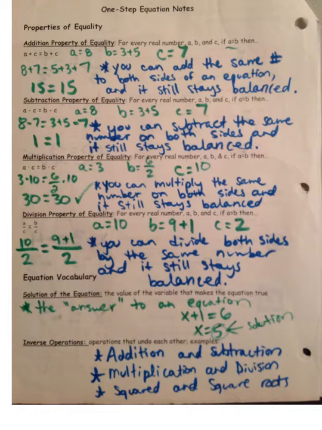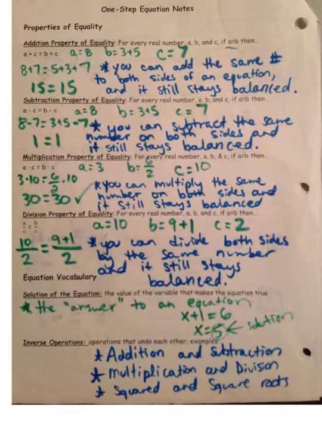All right, and the last property of equality we're going to visit today is the division property of equality. I picked some new values for a and b here, but again, a has to be equal to b. So for a, I put 10. For b, I put 9 plus 1. For c, I picked 2. The division property of equality says that for every real number a, b, and c, if a equals b, then a can be divided by c and b can be divided by c, and it will still stay equal.